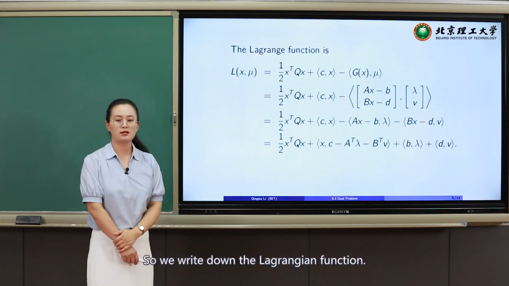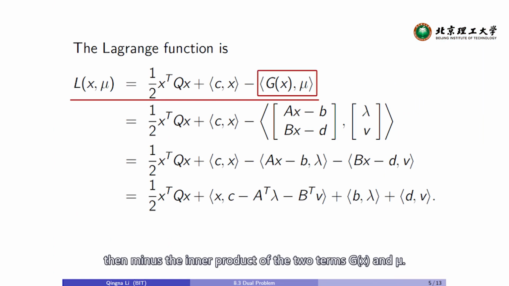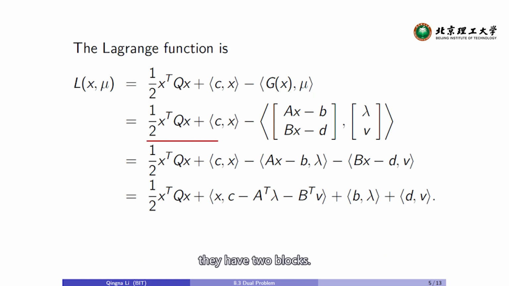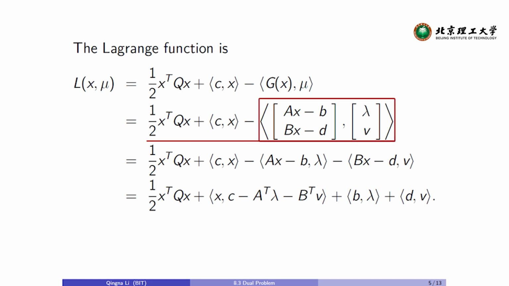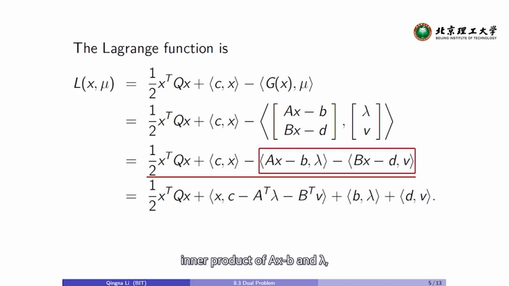So we write down the Lagrange function. The Lagrange function takes the objective function minus the inner product of the two terms, g(x) and mu. Because g and mu both have two blocks, the two blocks take inner product separately. So it can be equivalently written as the inner product of Ax minus b and lambda, as well as the inner product of Bx minus d and v.